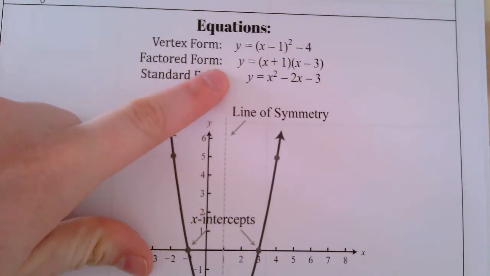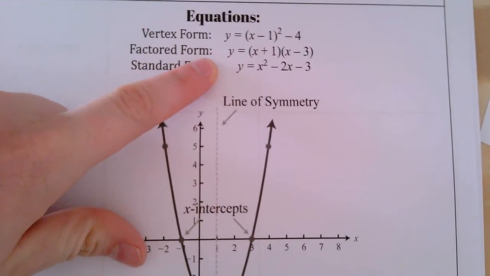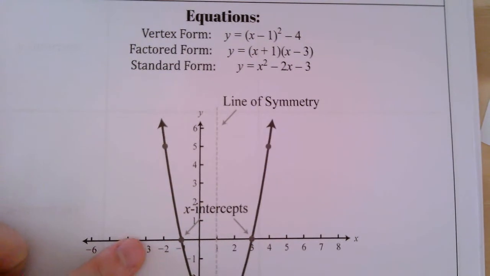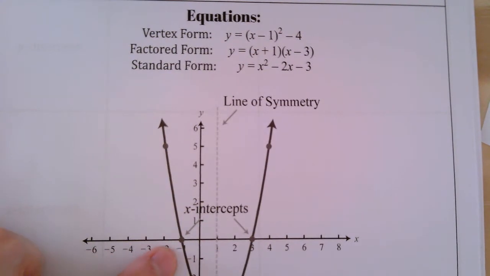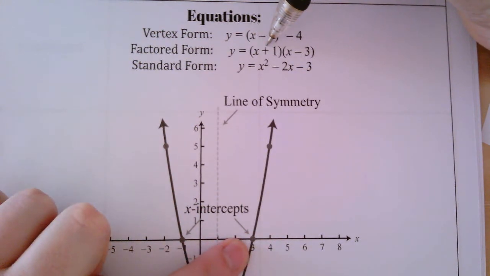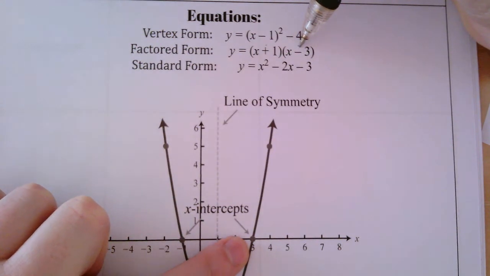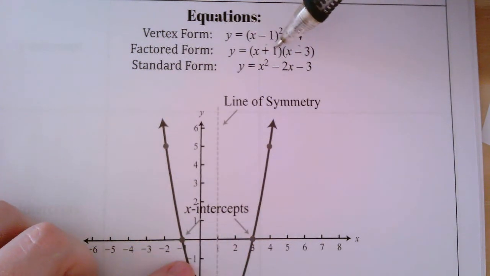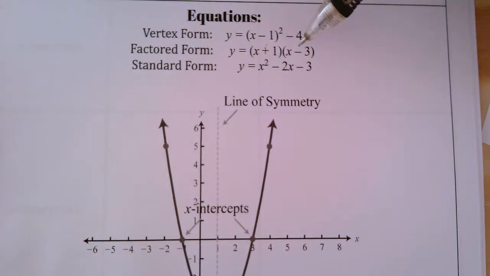Okay, factored form, same idea. I'm just looking at where the x-intercepts are on this graph. So I can see one of them is at negative 1. So that gives me a factor of x plus 1. The other x-intercept is at positive 3, which gives me this factor, x minus 3. So remember, you're thinking in terms of if I plug in 3, 3 minus 3 is 0, or negative 1 plus 1 is 0. Because I'm really looking for those x-intercepts to be values that make my equation equal to 0.